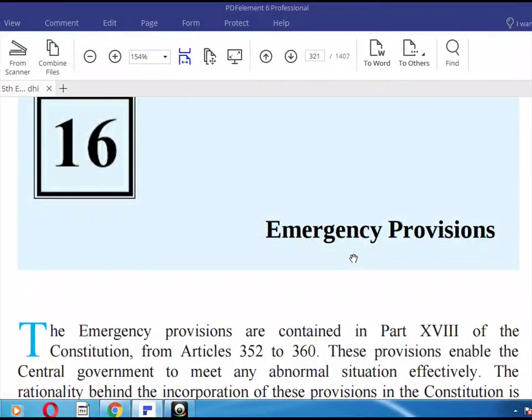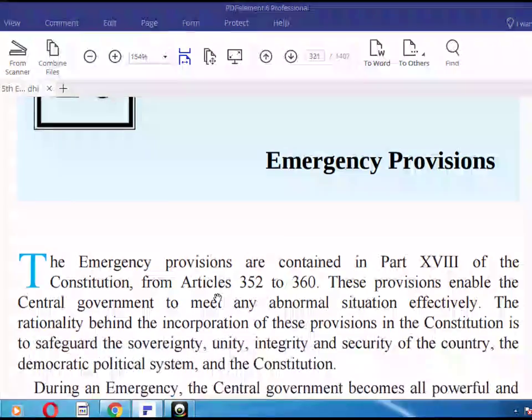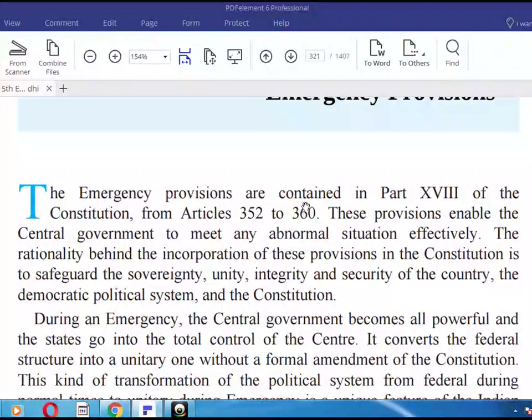Hi friends, now we discuss emergency provisions, Chapter 16, taken from Indian Polity by Laxmikant. The emergency provisions are contained in Part 18 of the Constitution, Articles 352 to 360.